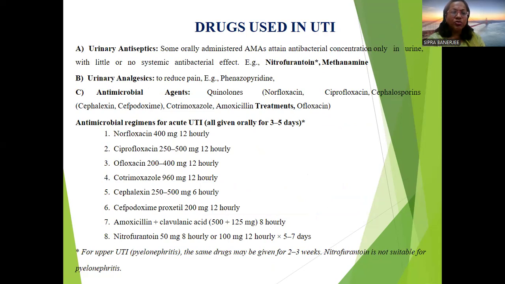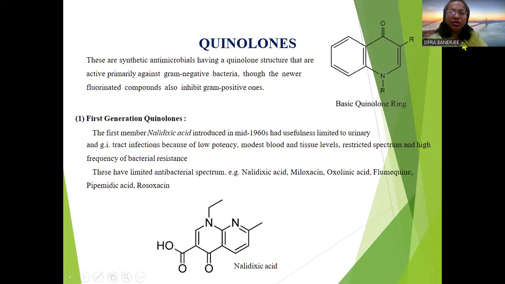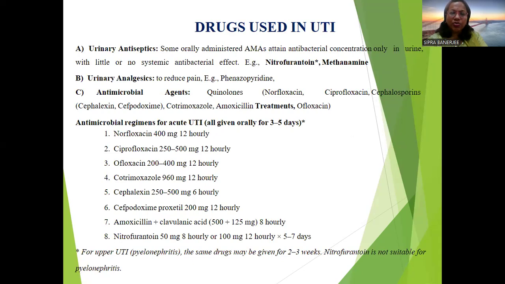There are three categories of drugs: urinary antiseptic, urinary analgesic, and antimicrobial agents. Antiseptics are disinfectants, and they act as anti-infective agents. Some orally administered antimicrobial agents attain antibacterial concentration only in the urine, like nitrofurantoin and methenamine. Nitrofurantoin is the most important drug for UTI. Now, a urinary analgesic that reduces pain is phenazopyridine.